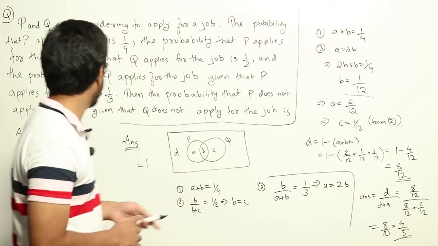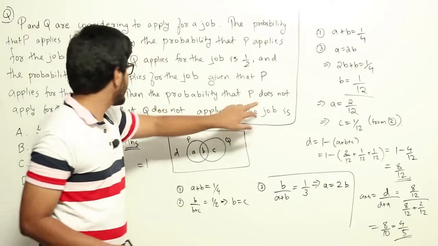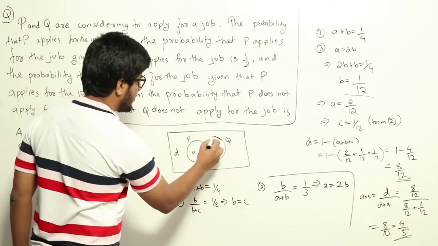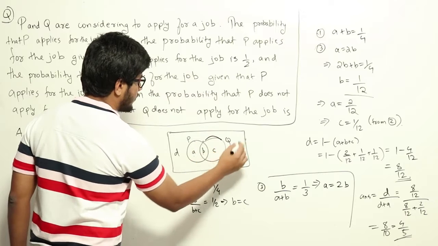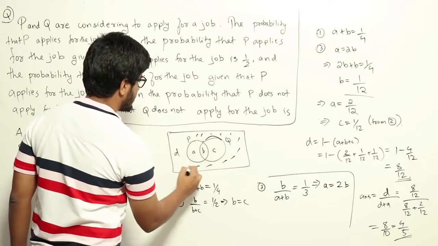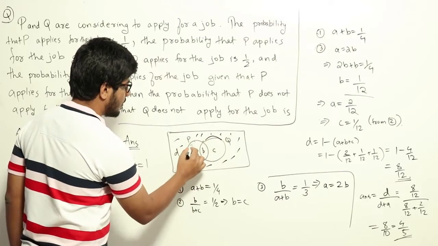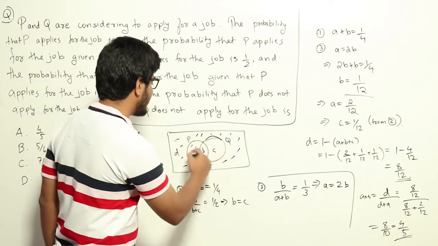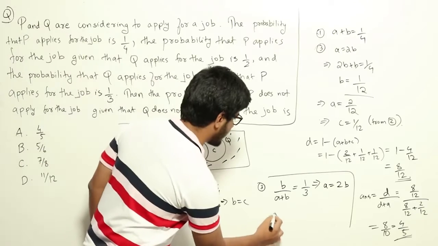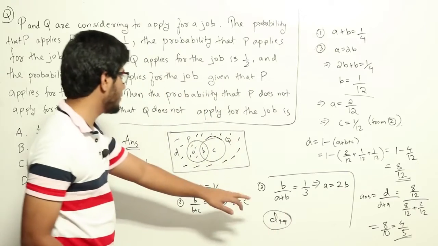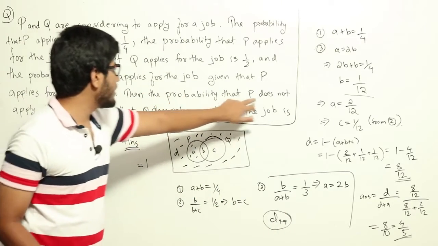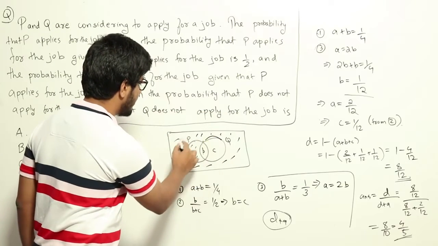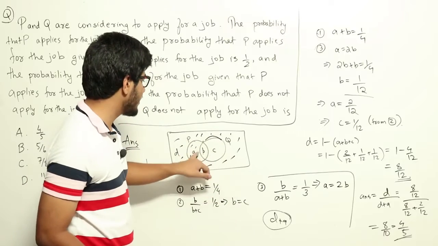Now we can try to answer the question. The probability that P does not apply for the job given that Q does not apply for the job is what? So this circle shows Q applies for the job. So whatever is outside, that is this part, including this part, gives that Q doesn't apply for the job. So the part that Q does not apply for the job is D plus A. Okay. This gives Q doesn't apply for the job. And they are asking the probability that P also does not apply for the job given that Q doesn't apply for the job. So P also doesn't apply for the job, that is this part, in the part that Q doesn't apply for the job.